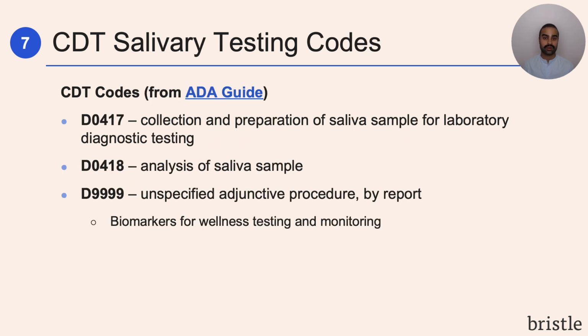Most major insurers cover only a small portion of the testing, if anything at all, but the ADA has released guidance in 2025 on billing codes to use. There's 0411, which is for the collection prep of the saliva sample, 0419, which is the analysis for the saliva samples, and then they also recommend using 9999, which is for testing that provides insight into monitoring and other wellness metrics like gut health and nitric oxide. You can use this code, but just specify what's being tested for.